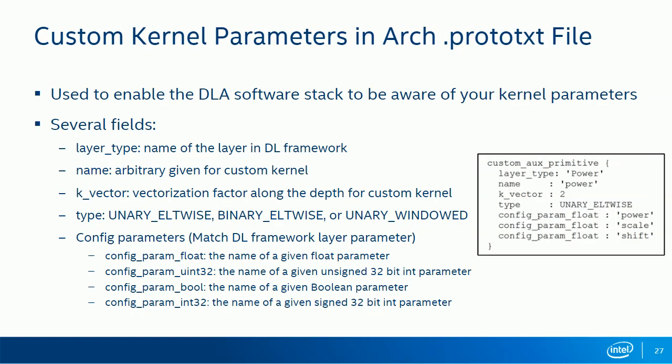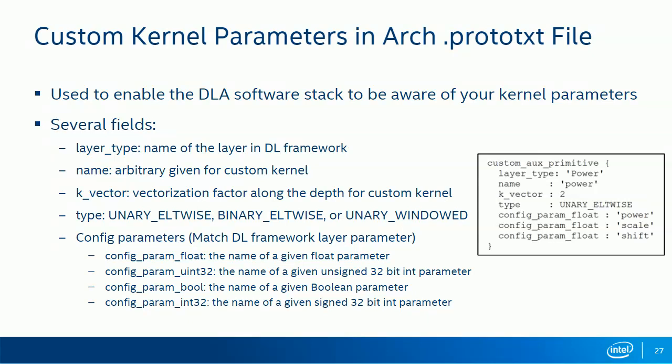Next, you'll need to add information about the custom kernel in the architecture prototext file. This is how information about your primitive can be queried from the higher level deep learning software stack. You will need to create a custom aux primitive section for each custom primitive, and it should include several fields. The first 4 are required.